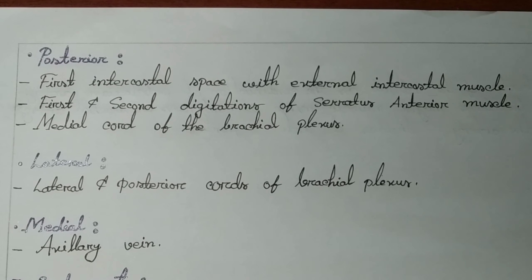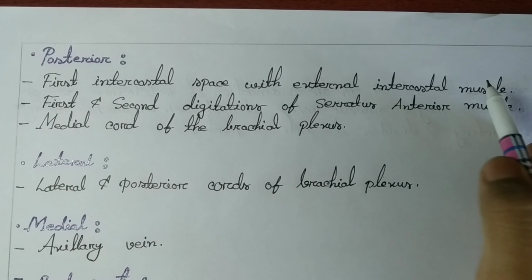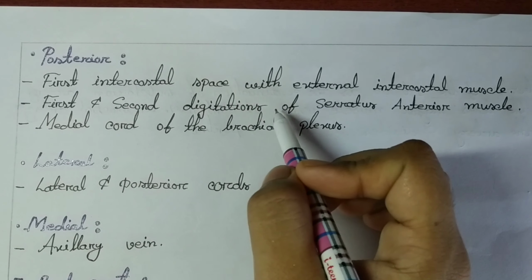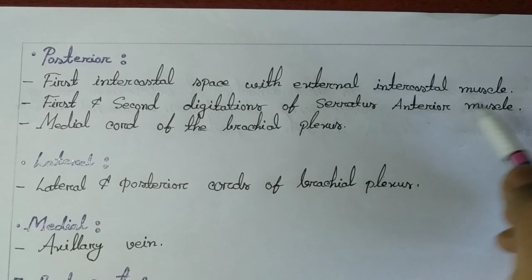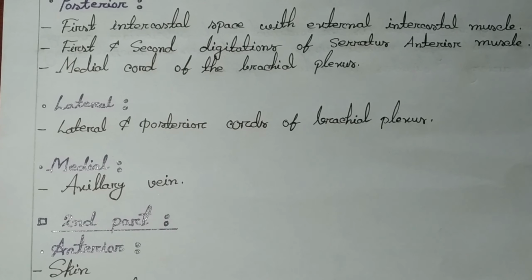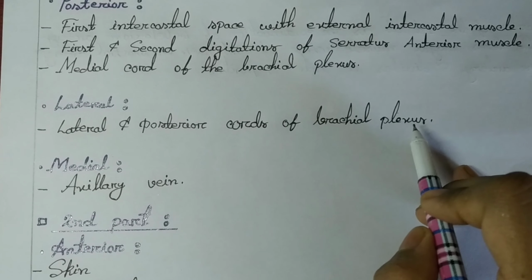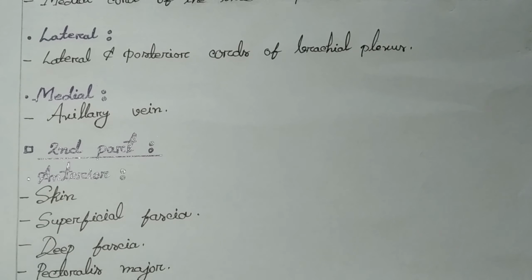Now posterior relations of the first part of the axillary artery. First, intercostal space with external intercostal muscle, first and second digitations of serratus anterior muscle and medial cord of the brachial plexus. Lateral relation, lateral and posterior cords of the brachial plexus, and medially axillary vein.